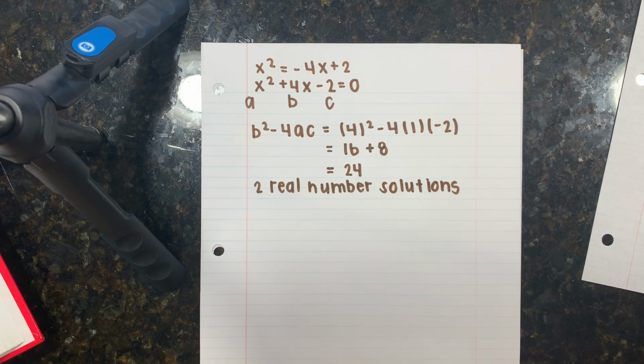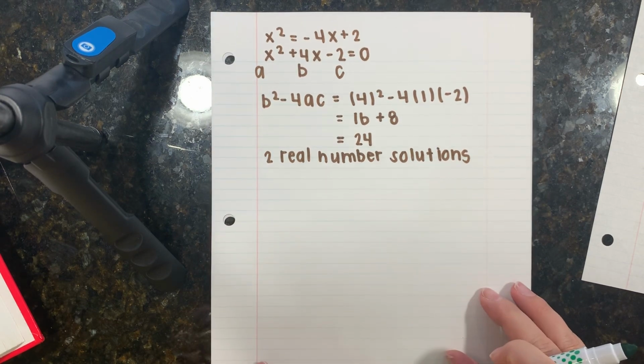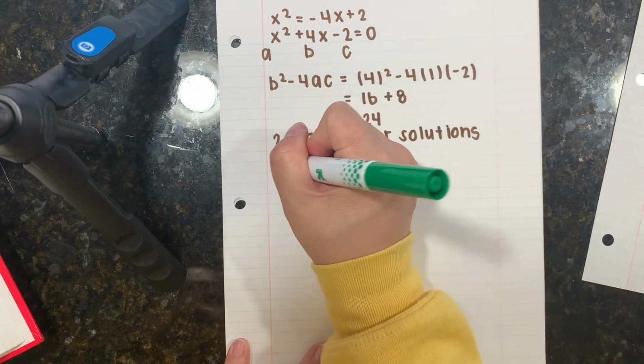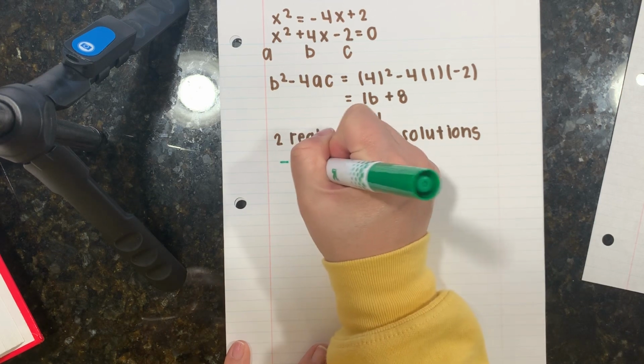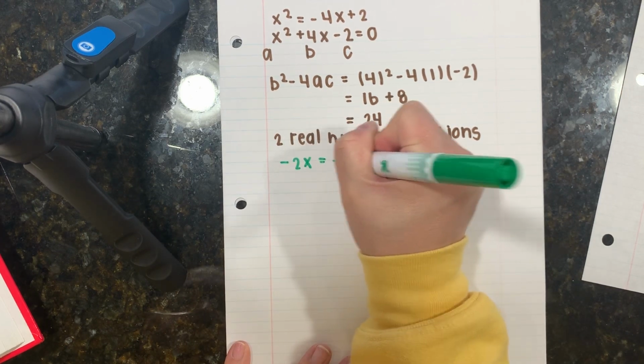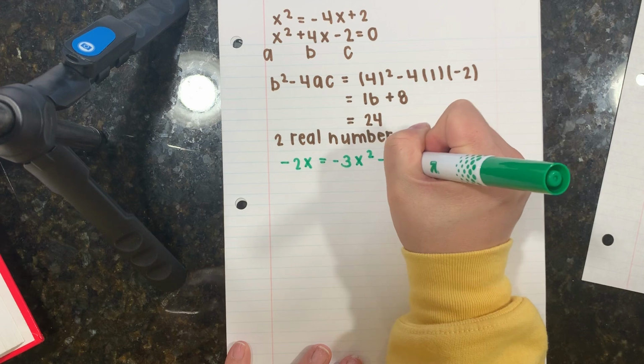So now we're going to look at the second one. It says, what kind of roots does the equation negative 2x equals negative 3x squared minus 8 have? Do not solve. Again, we're given negative 2x equals negative 3x squared minus 8.